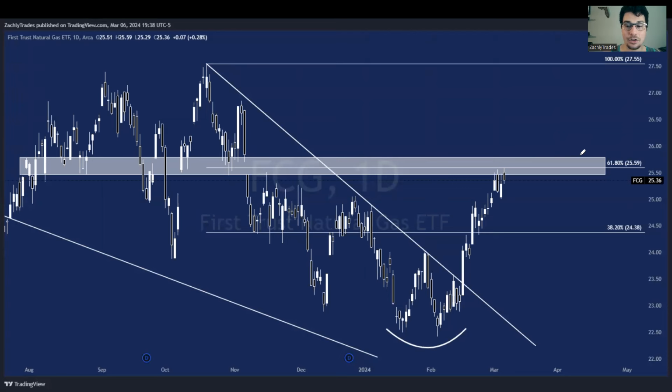And then you can buy into strength and you can manage your risk accordingly with a stop loss below 25, below 25.30, below 25.50, however you want to define your own risk. But this is something that I'm definitely watching here currently at the moment. After the break of its recent downtrend in early 2024, we're seeing nice, strong, bullish consolidation here in continuation. And we want to see what else FCG has in store for us.